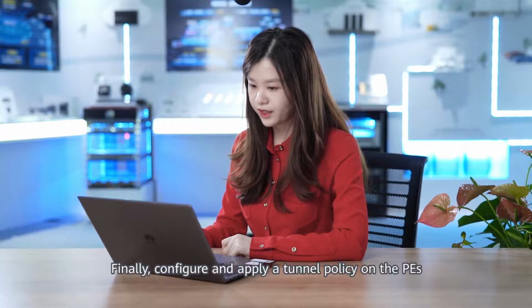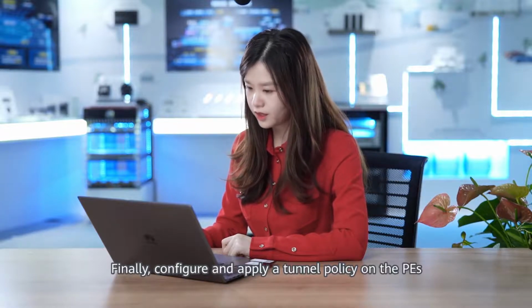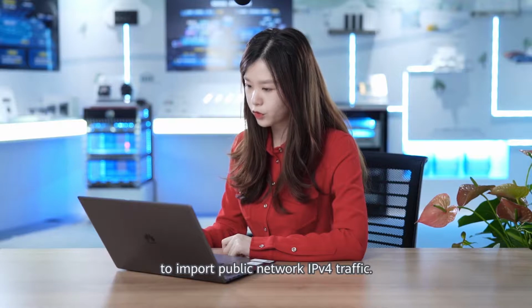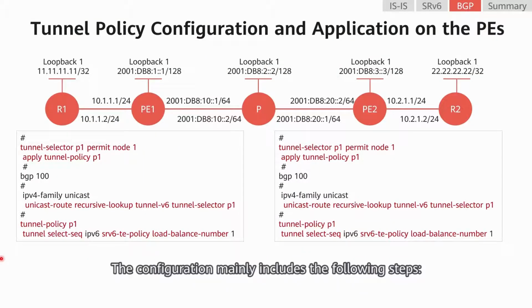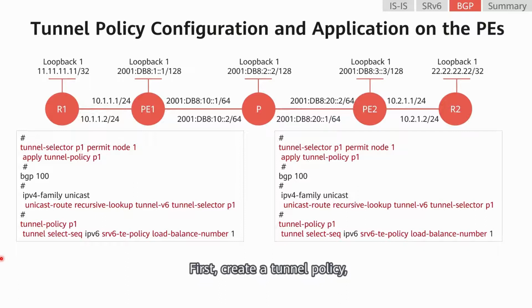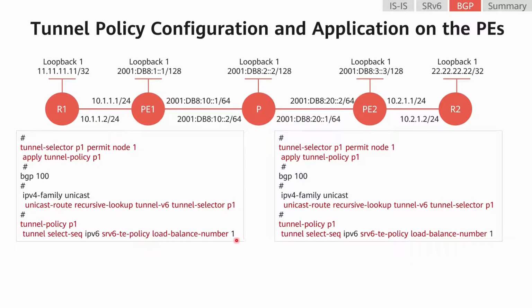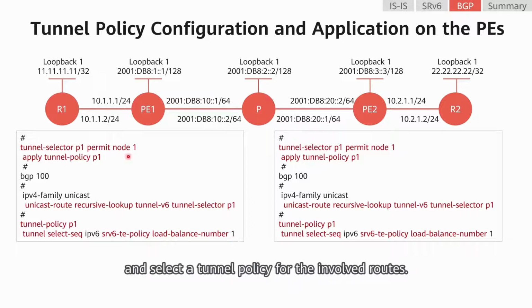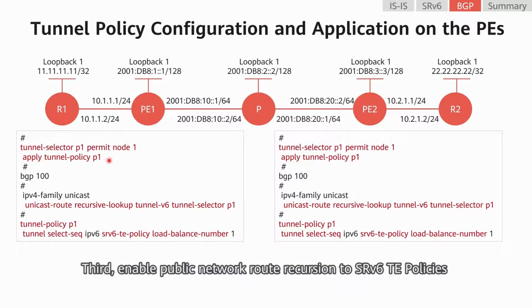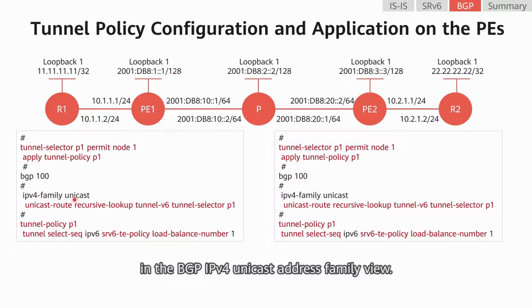Finally, configure and apply a tunnel policy on the PEs to import public network IPv4 traffic. The configuration mainly includes the following steps. First, create a tunnel policy and specify the tunnel type to be selected and the number of tunnels that can participate in load balancing. Second, create a tunnel selector and select a tunnel policy for the involved routes. Third, enable public network route recursion to SRv6 TE policies in the BGP IPv4 unicast address family view.